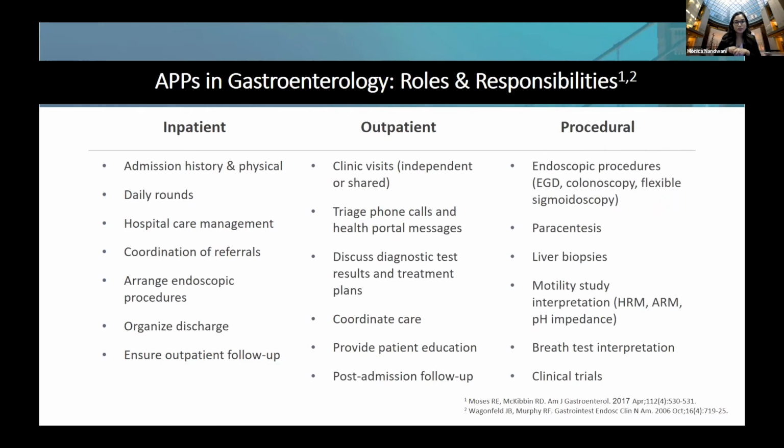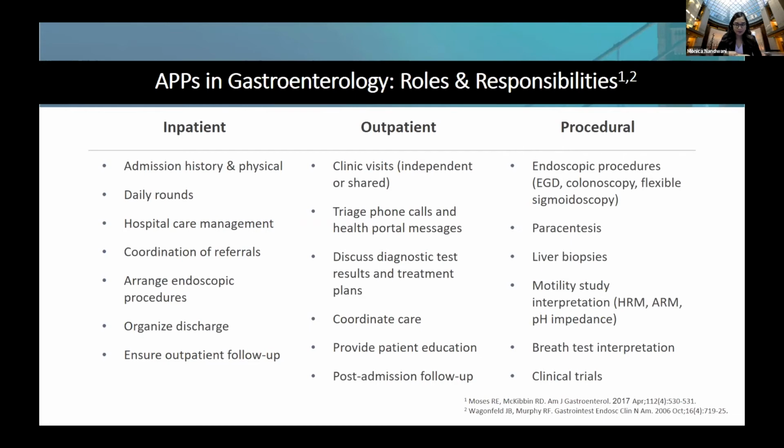Perhaps one of the most exciting and growing areas of involvement for APPs is procedural. So on the East Coast, we have some colleagues that are performing endoscopy procedures, including upper endoscopy, colonoscopy, and flexible sigmoidoscopy. That was actually part of my fellowship program at Hopkins when I completed my one-year GI fellowship program.